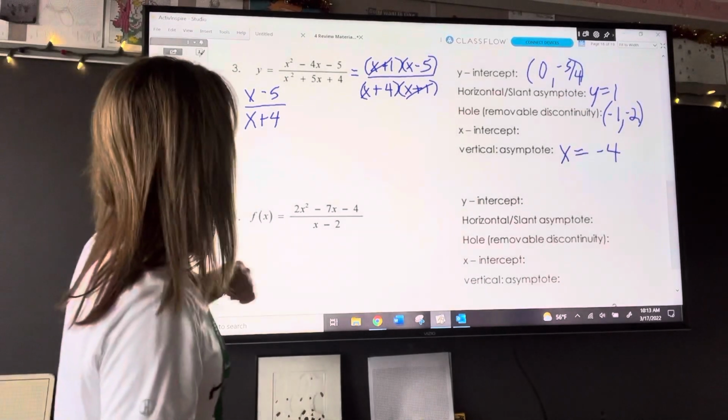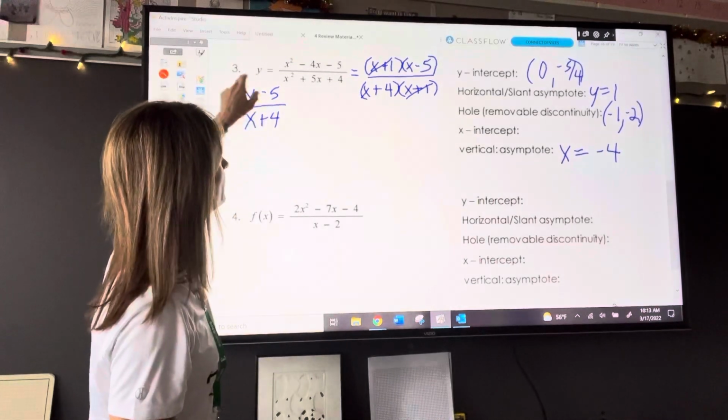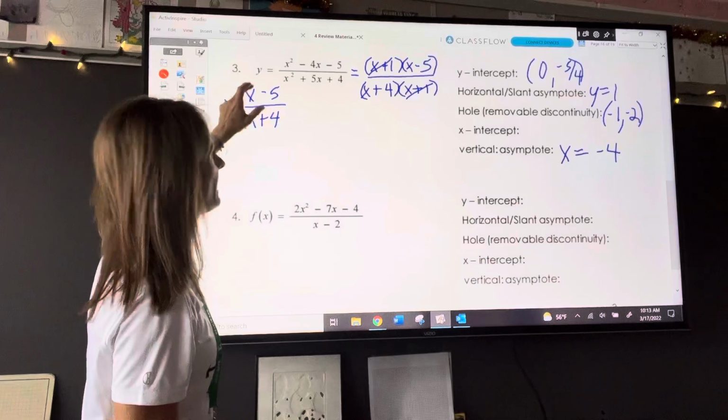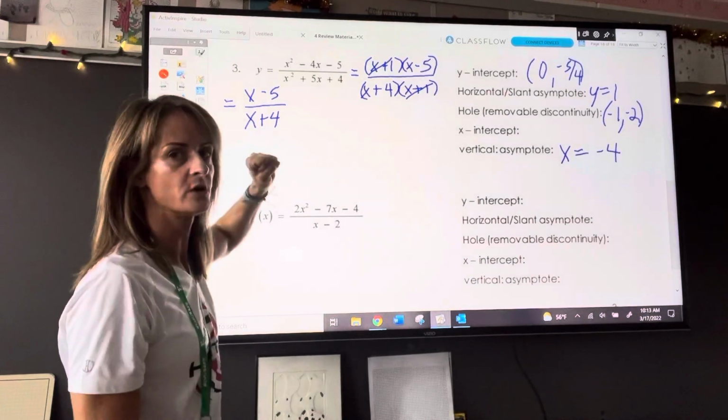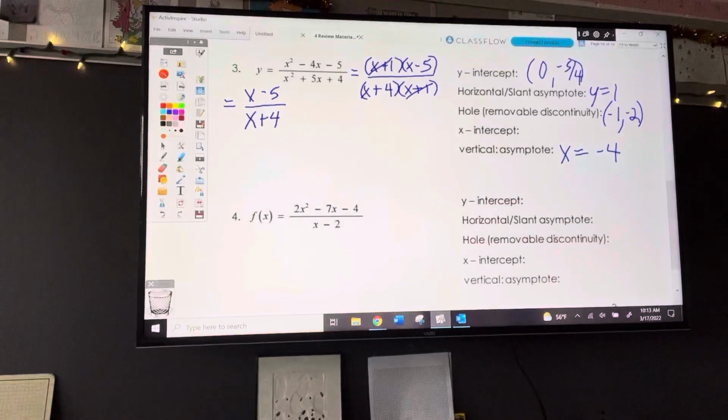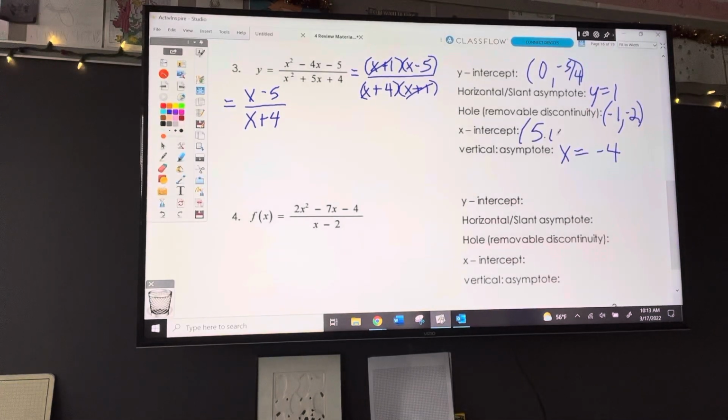And the x-intercept is going to be at what makes the numerator 0, 5. When I plug in 5 for x, I get 0 for y. Good? The x-intercept is at 5, 0. And I think I filled out all the information I needed.